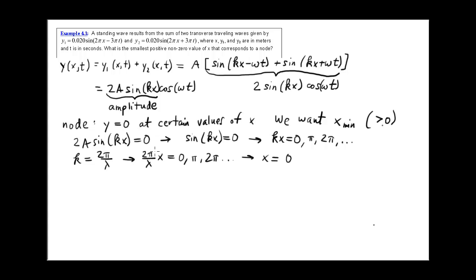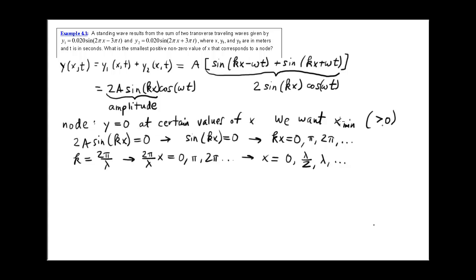I'm going to multiply both sides by lambda over 2 pi. And if I multiply lambda over 2 pi, I'll get lambda over 2, right? Lambda over 2 pi. The next one will be lambda, and so on and so forth. So if I know the value of lambda, then I can find the value of x.